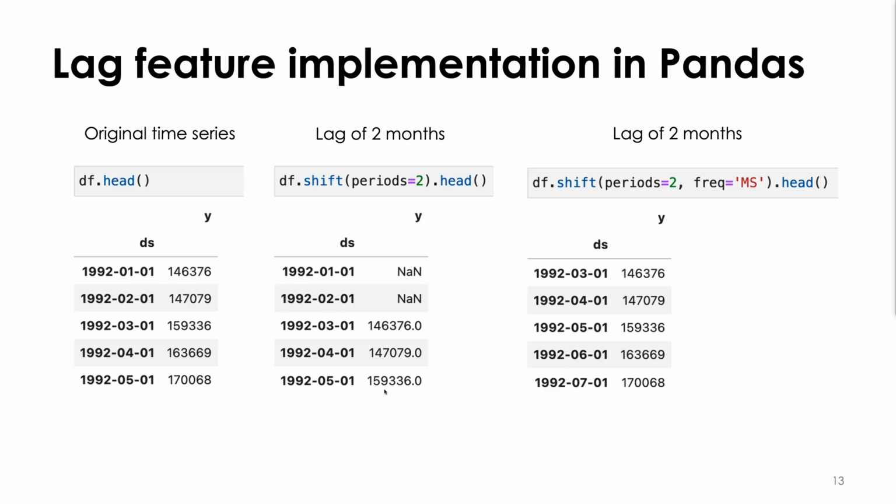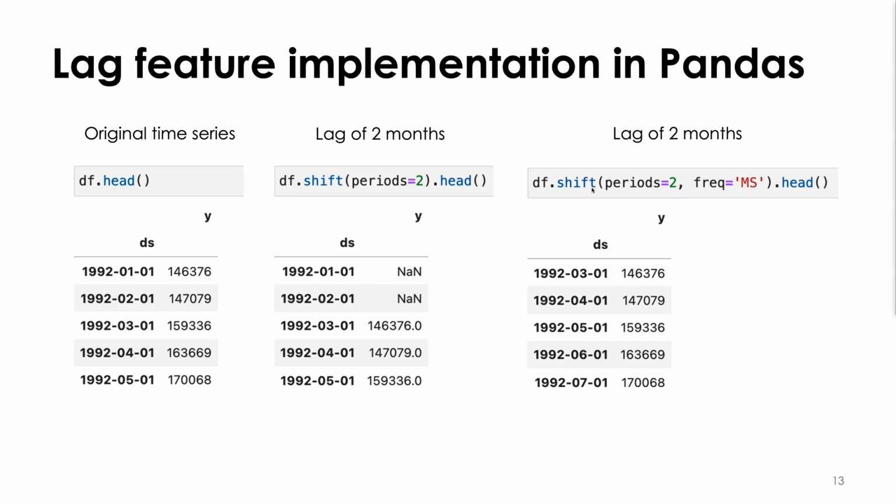If we wanted to specify a specific time period by which we want to lag, so if we want to be explicit about the 2 months, we can specify that we're dealing with a month in the freq argument here, so the frequency. If we specify that the frequency is monthly, so MS here stands for month start, and then specify 2 here, this is equivalent to lagging by 2 months.